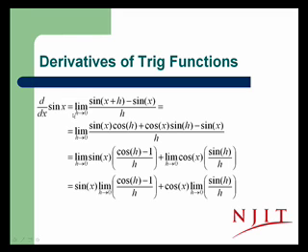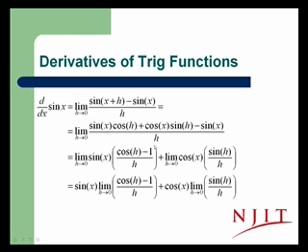By the definition of the derivative, the derivative of sine x is the limit as h goes to 0 of sine of x plus h minus sine of x over h. We expand sine of x plus h into sine x cosine h plus cosine x sine h, bring along our minus sine of x, and we have a denominator of h. Now we'll break it up into two pieces.